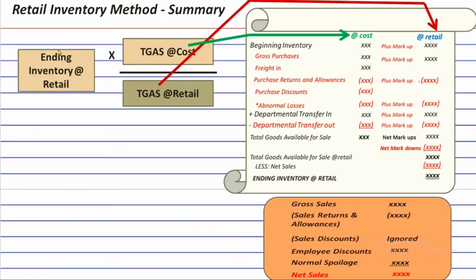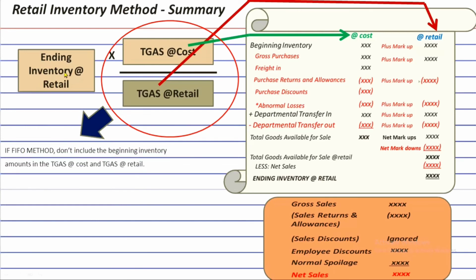Again, multiply the ending inventory at retail with this fraction and you will get the ending inventory at cost estimated under the average method. But actually, there are three methods available, and the average method is only one of them. So we have the FIFO method, which follows the same pattern as the average method: ending inventory at retail times TGAS at cost over TGAS at retail. However, the TGAS at cost and the TGAS at retail in this fraction, in the FIFO method, should not include the beginning inventory amounts. So that's it for FIFO, or first in, first out.